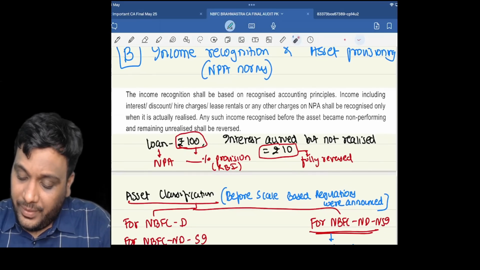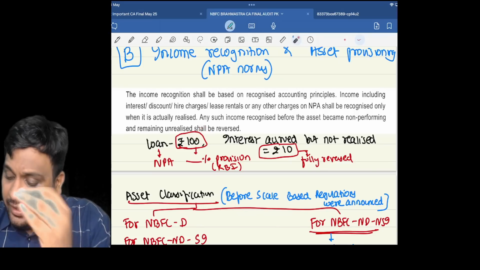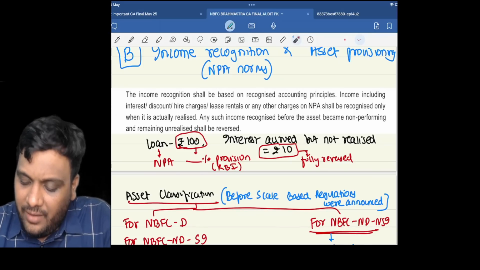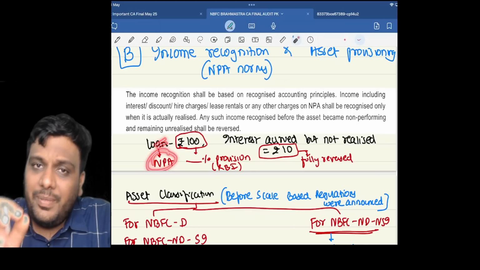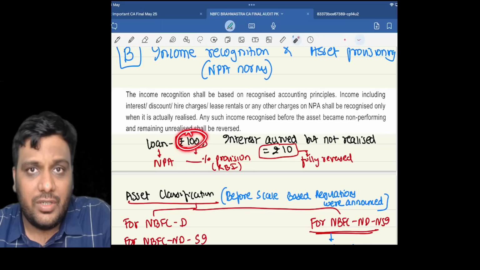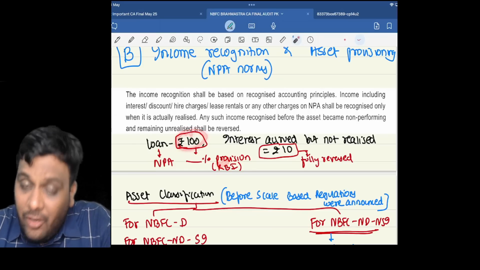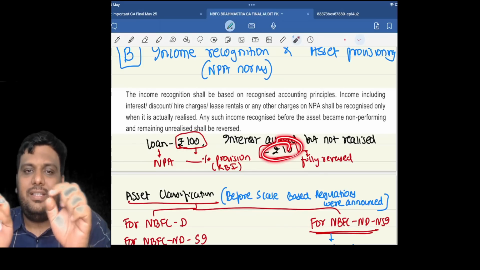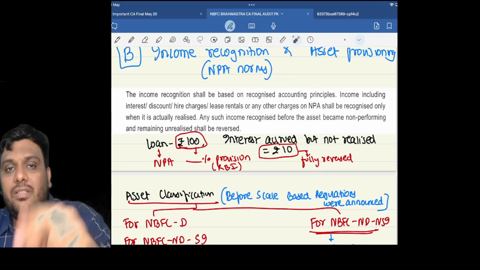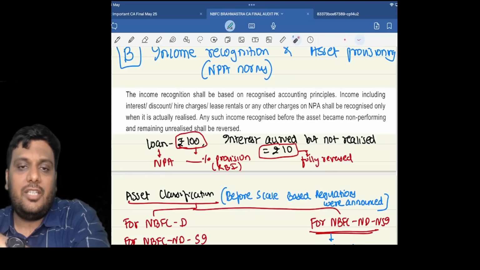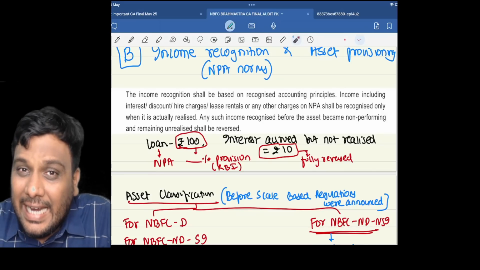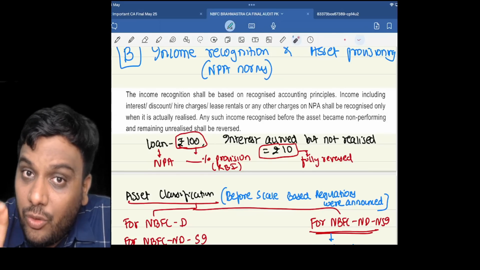So if it is a loan of rupees 100 and interest accrued but not realized is rupees 10. Once this loan is declared as NPA, there will be some percentage provision on the amount of asset, as per RBI classification, which I will show you. But this 10 rupees will be fully reversed. Once this loan is classified as NPA, this 10 rupees will be fully reversed and there will be percentage provision on the amount of asset as per RBI classification. That is exactly the classification which I'm going to teach now.